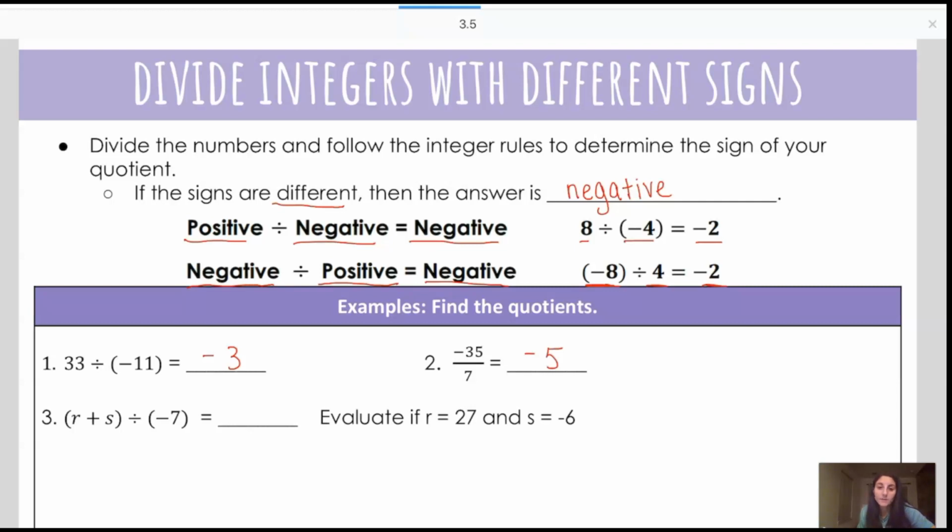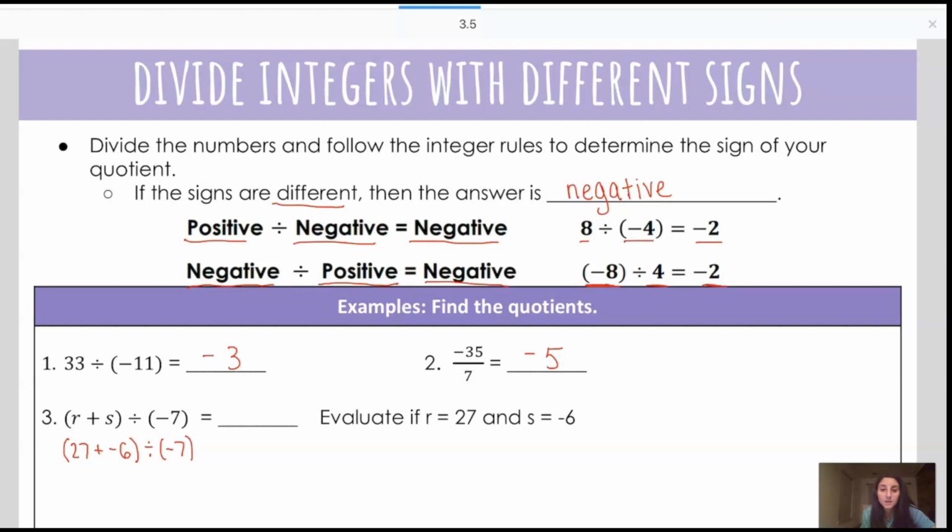Number 3, we have to plug in our values for R and S. They give us R is positive 27 and S is negative 6. So I'm going to plug those in. R is 27 plus S is negative 6. And then I have to remember to bring down that divide by negative 7. That did not go away.